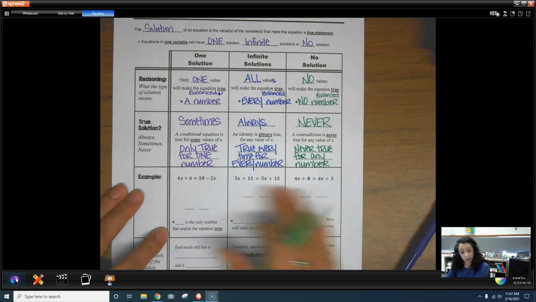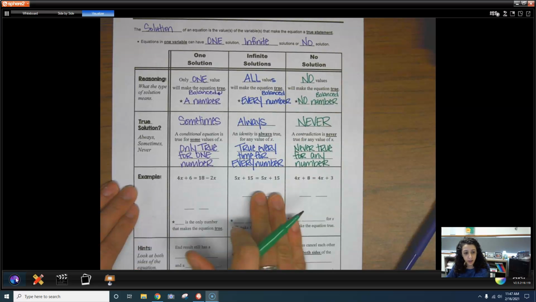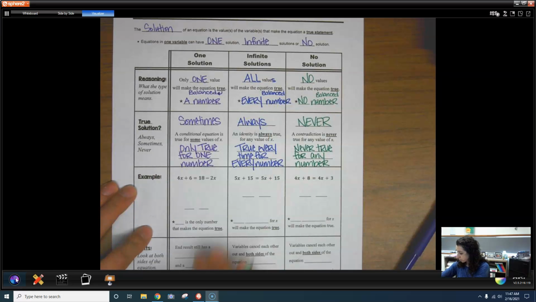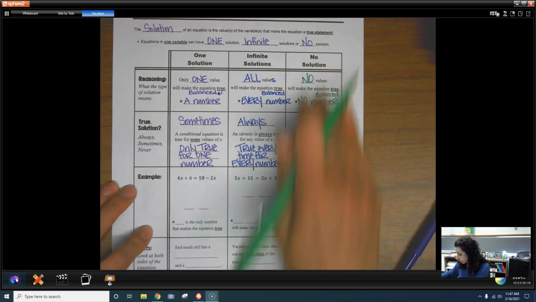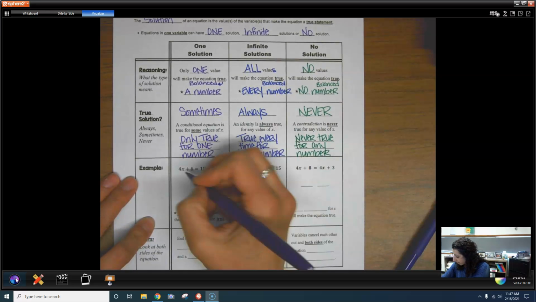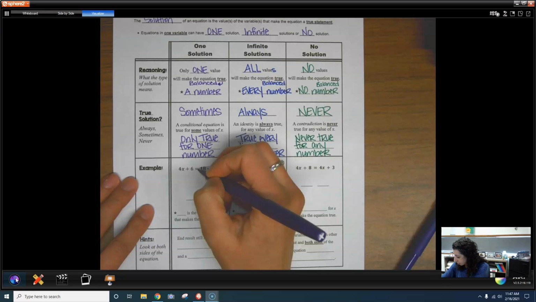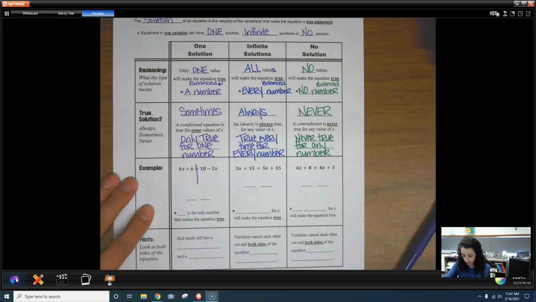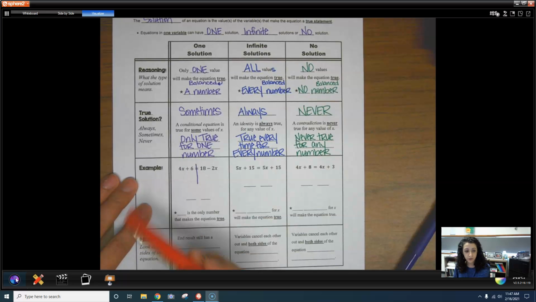So now we have three types of equations, and we're going to solve each equation, and we're going to understand that this column is one solution, this column is infinite solution, and this column is no solution. So the first one, one solution, is 4x plus 6 equals 18 minus 2x. And if I draw my line here so that I can solve it, the terms on the left are not like terms, and the terms on the right are not like terms.